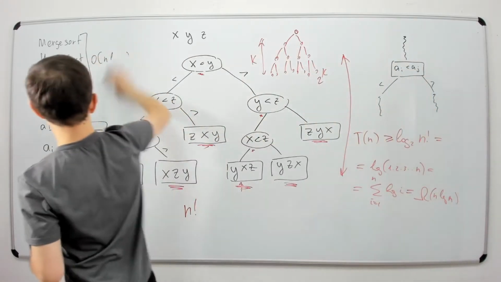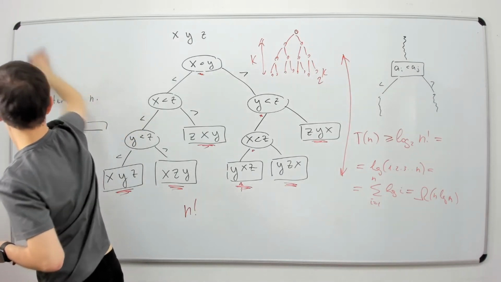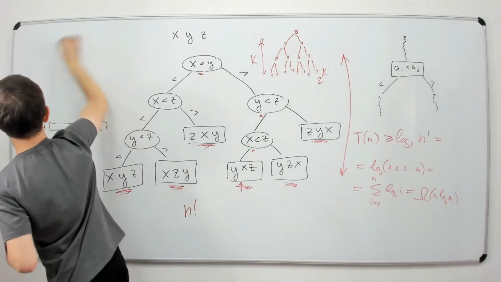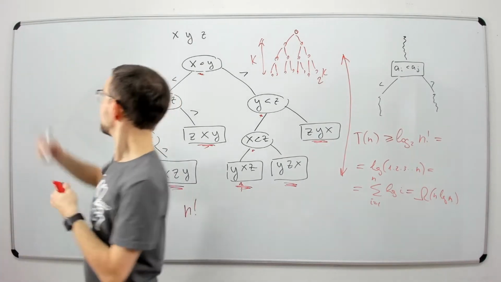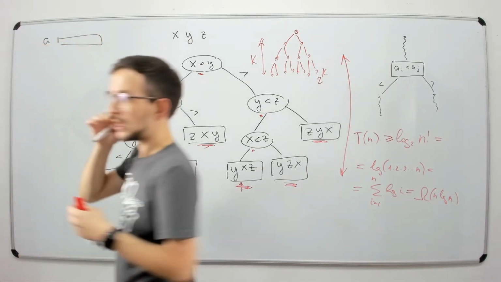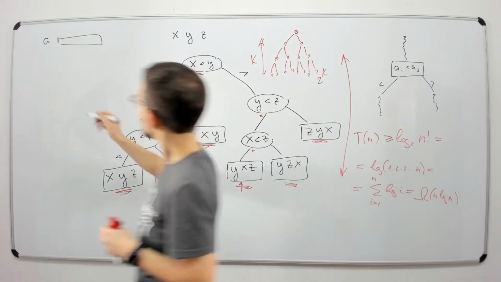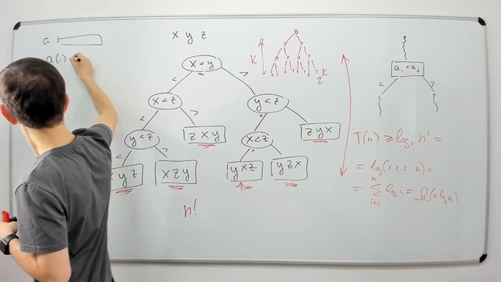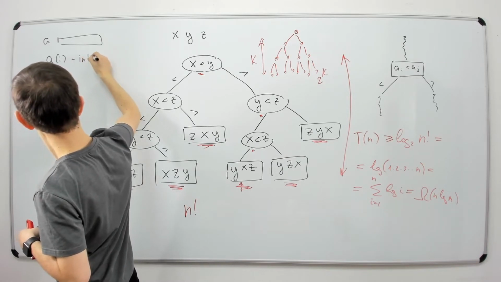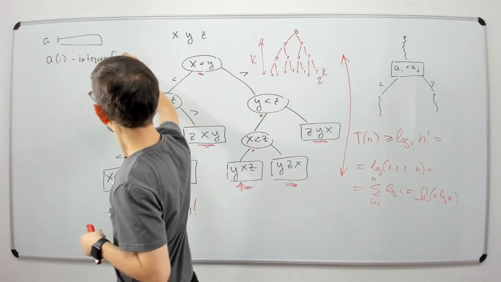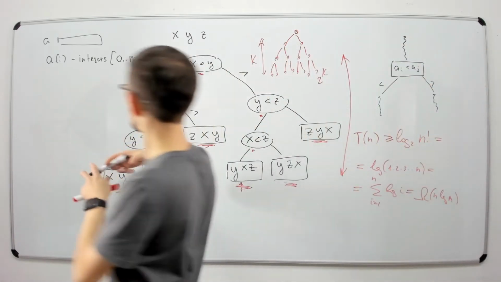So let's say we have array A, and it contains only small integer numbers. So all elements are integers from 0 to m minus 1. And m is some small number.